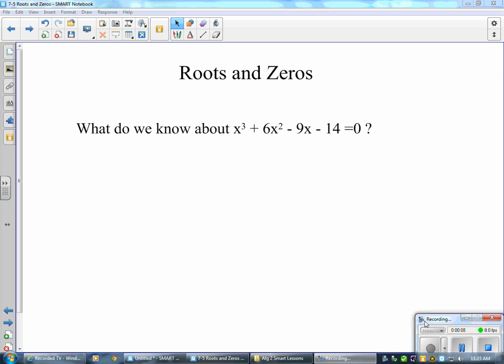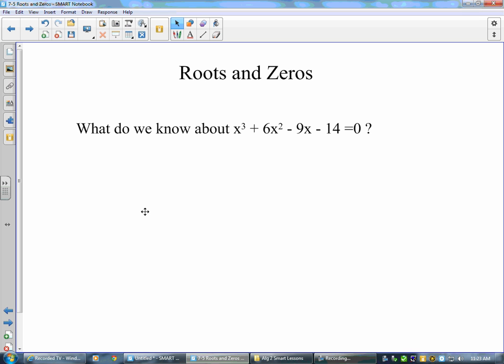So what happens when we have something higher than a quadratic? When we have something raised to the third power? Well, start with what do we know about an equation such as this? x cubed plus 6x squared minus 9x minus 14 equals 0. Because it's a power 3, there's going to be 3 roots, or 3 answers.